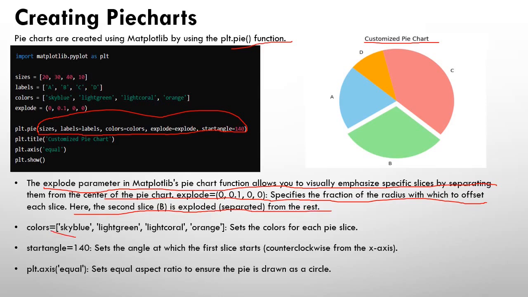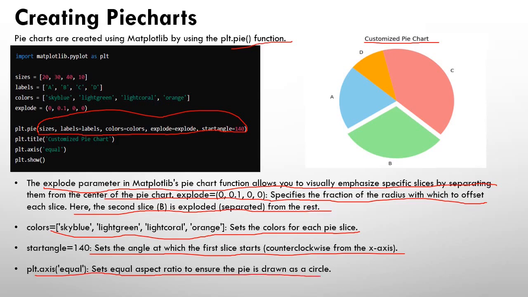Colors sky blue, light green, light coral, orange set the color for each pie slice, and start angle sets the angle at which the first slice starts, counterclockwise from the x-axis. plt.axis equal sets an equal aspect ratio to ensure the pie is drawn as a circle.